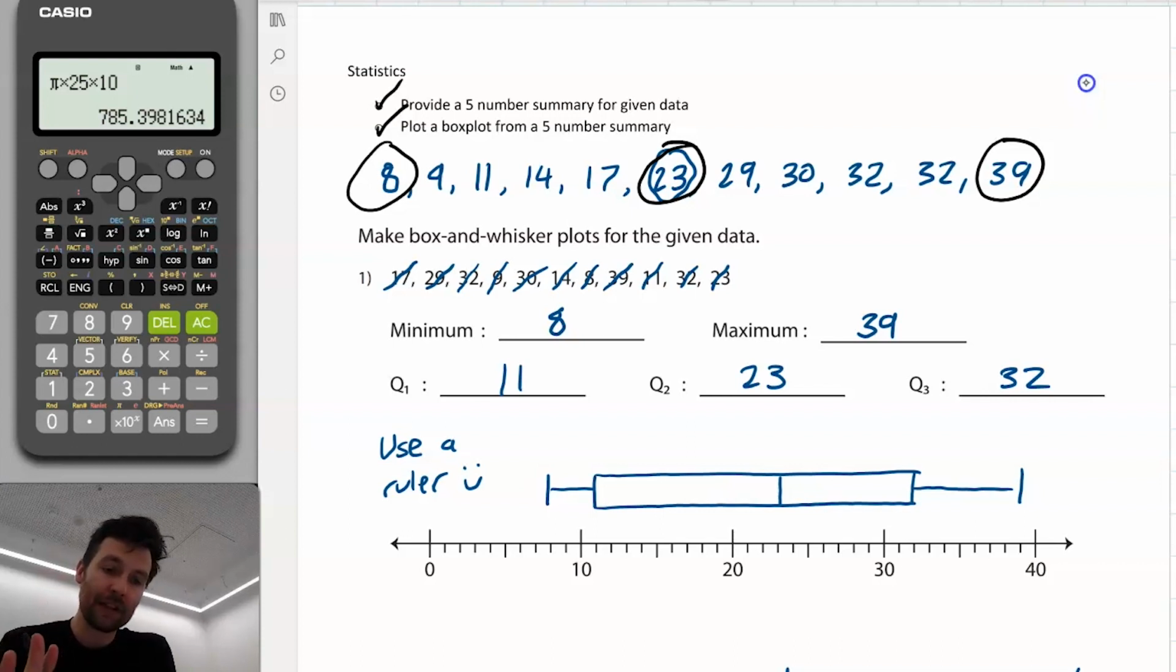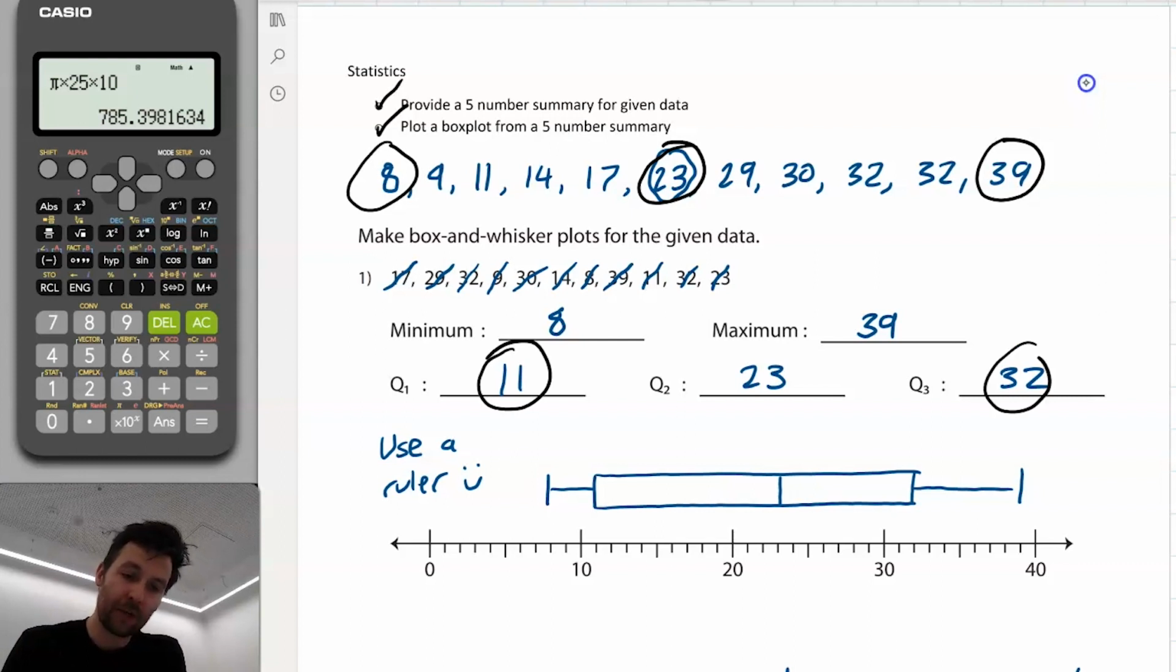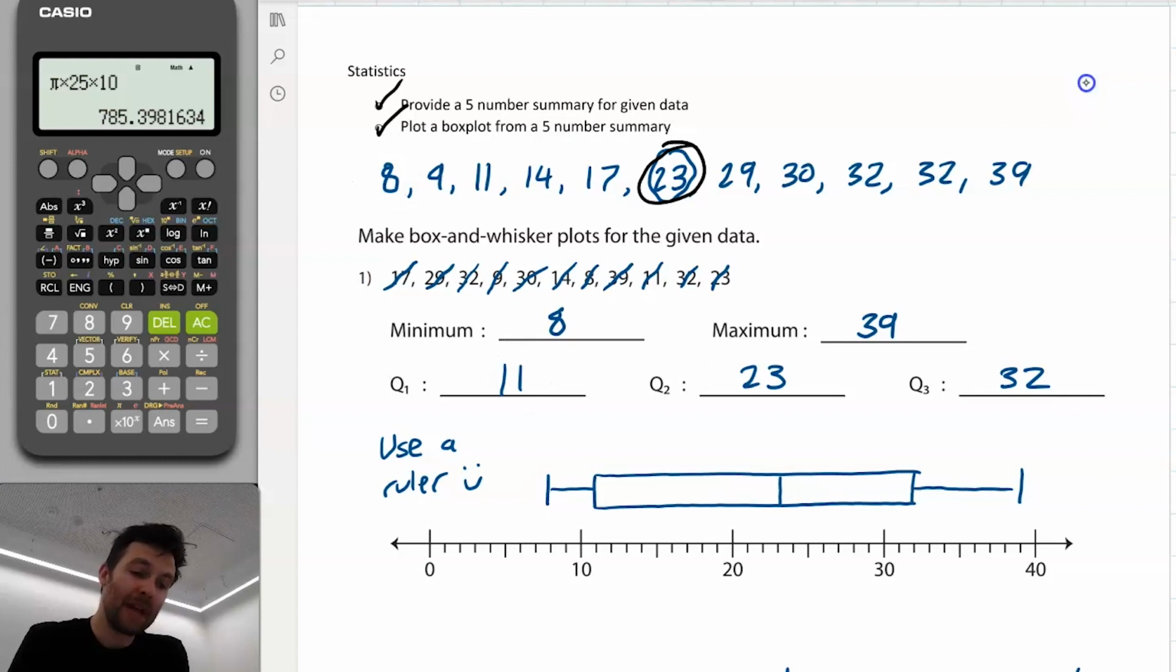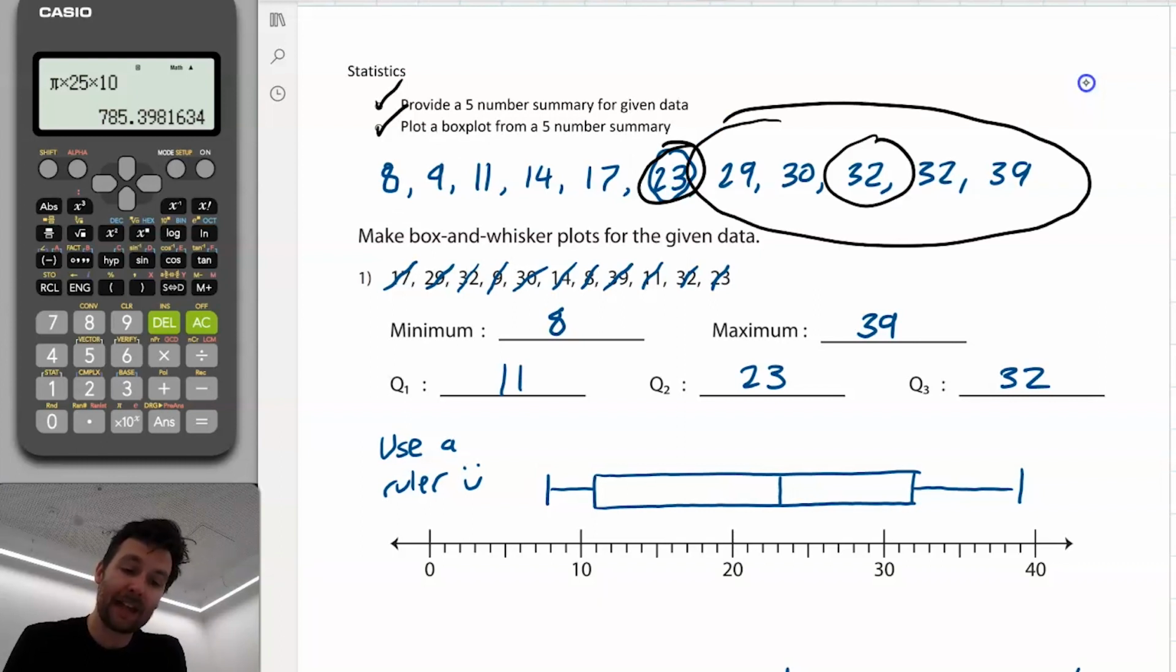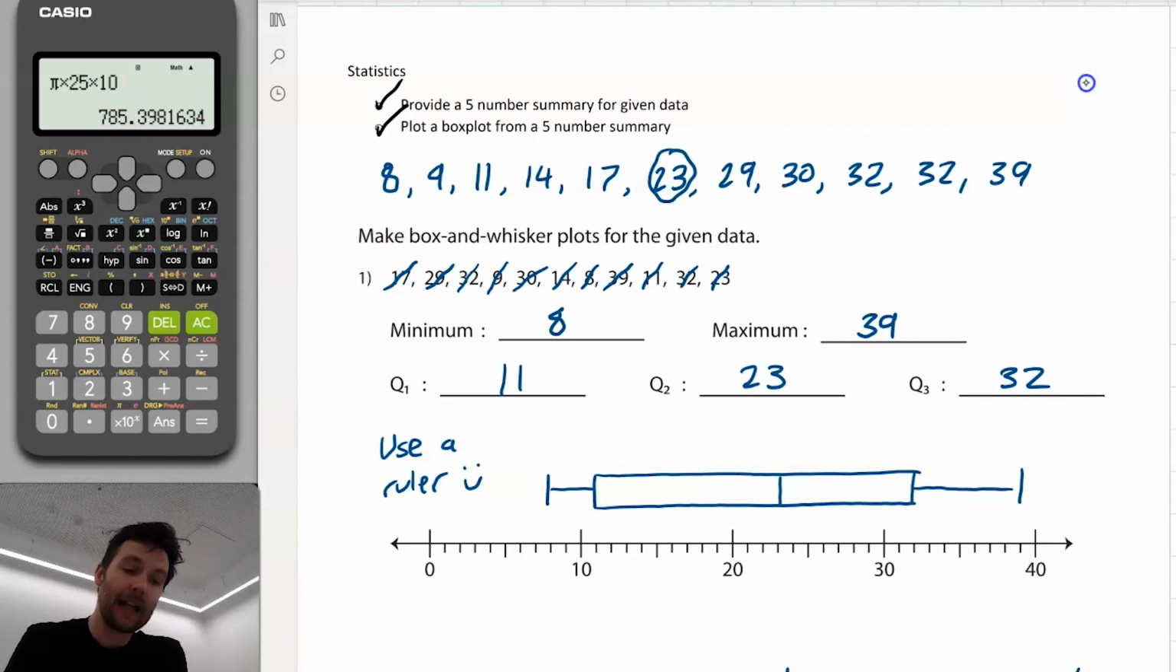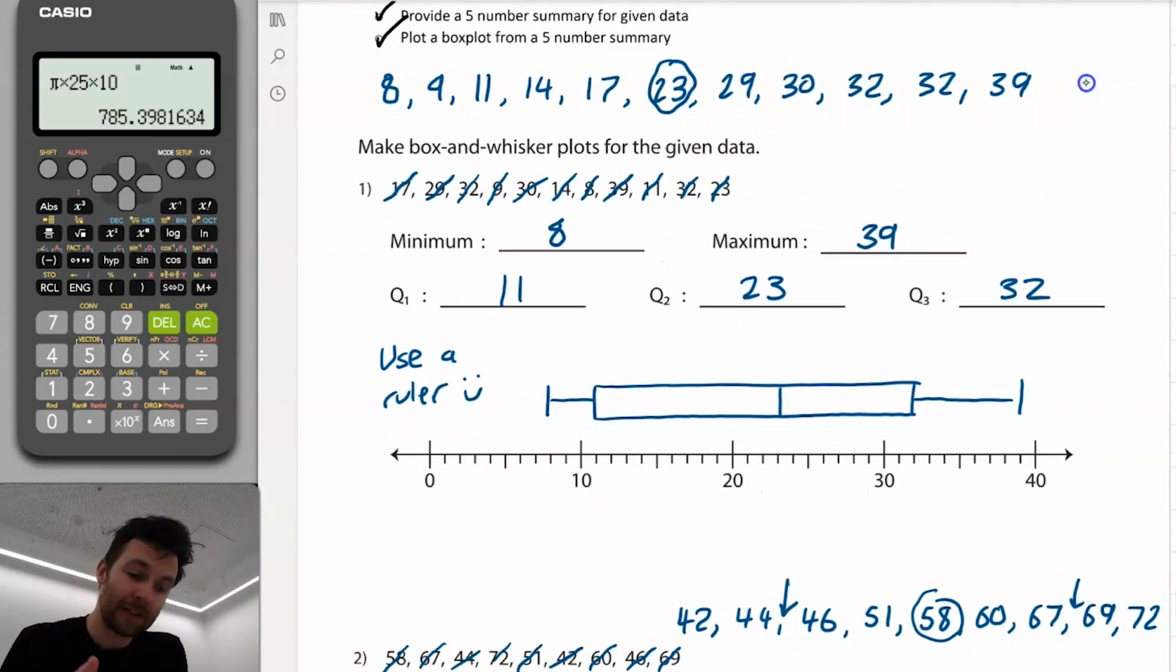Now, the ones that are a little bit tricky are quartile 1 and quartile 3. The way that you think about these ones is that quartile 1 is in the middle of everything that's to the lower end of the median. So if we look to the left of the median and find the median of those results, that would be 11. And that gives us quartile 1. Now, if we look at everything to the right of the median, find the middle of that, that gives us quartile 3. And then when we draw our box plot, it looks a little bit like this.